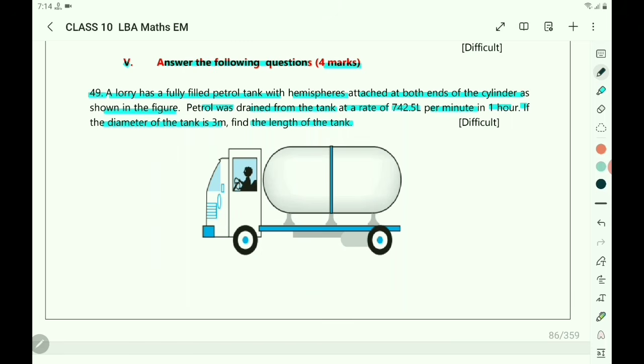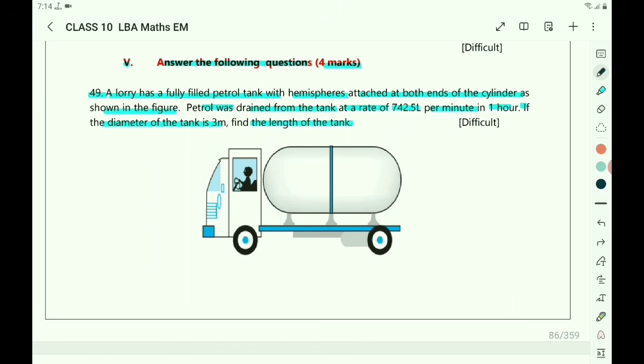Here diameter is given, 3 meter. You can get radius r equals 3 by 2 meter. What we have to find out? We have to find the length of the tank. Length of the tank is nothing but h. Then what is given? Here rate of draining the tank is given, that is 742.5 liter per minute.